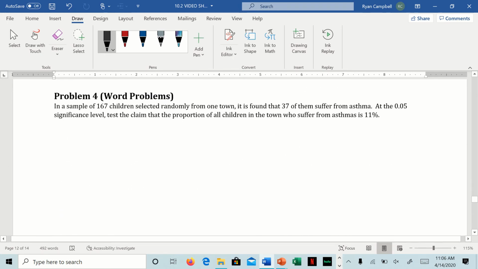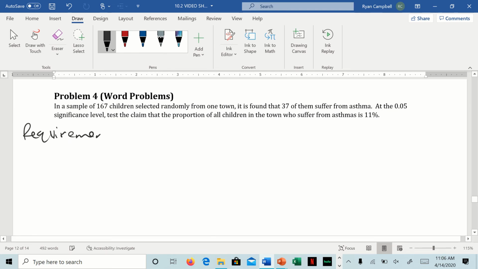All right, number 4. In a sample of 167 children selected randomly from one town, it is found that 37 suffer from asthma. At a 0.05 significance level, test the claim that the proportion of all children in the town who suffer from asthma is 11%.